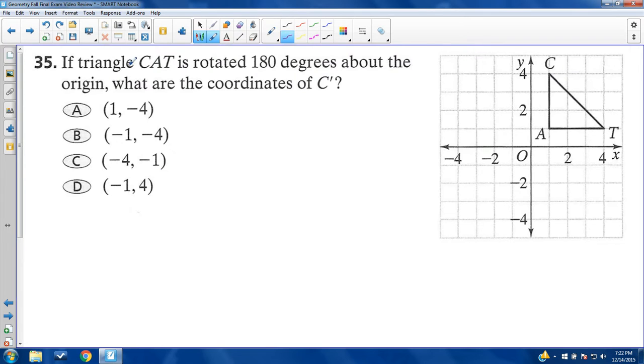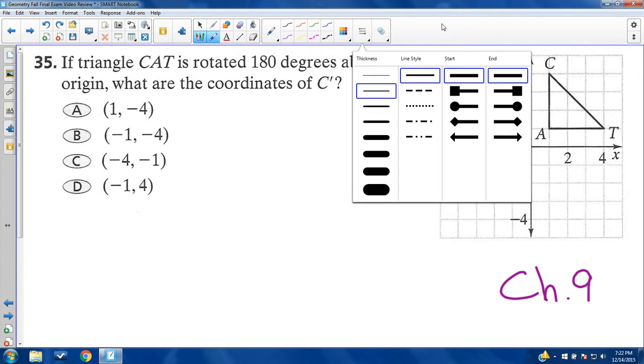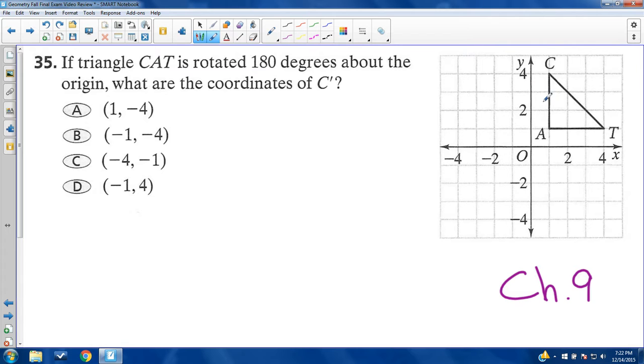Okay, number 35. If triangle CAT is rotated 180 degrees about the origin, what are the coordinates of C prime specifically? Okay, chapter 9, by the way. Chapter 9, transformations. Only got a few problems with this one. I don't know how much I'm going to say about rotation stuff here, because I would talk to you about rotating your paper, okay, like 180, whatever, but I can't rotate this one. This is actually glued and scanned with this problem.